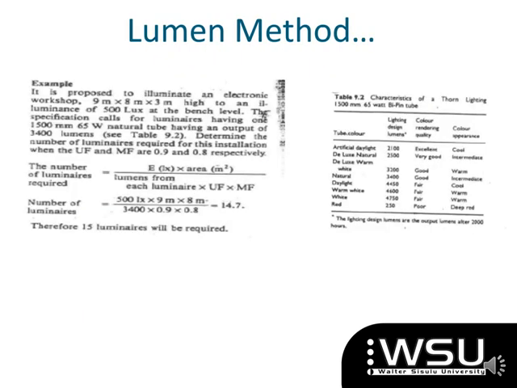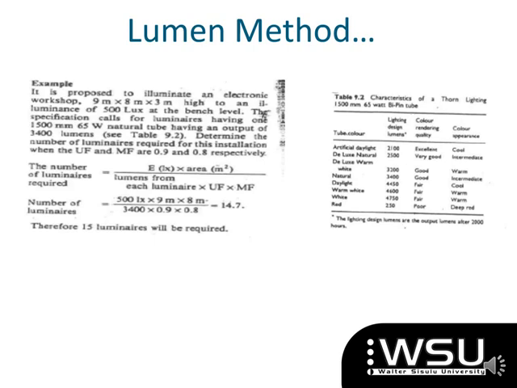So we go to the next example then on your handout. In this example, they give you a room, which is actually a workshop, and they give you the dimensions of the room as 9 by 8 by 3. So obviously the 9 by 8 is your length and your breadth, whereas the 3 meters becomes your height of this room. Then they say you've got an illuminance of 500 lux at your bench level.